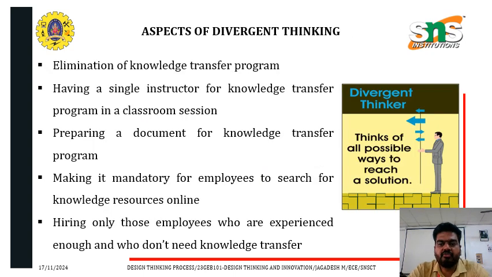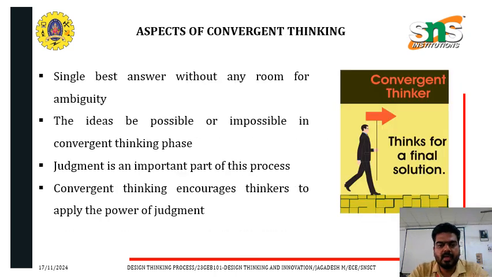So, aspects of divergent thinking: elimination of the knowledge transfer program, having a single instructor for the knowledge transfer program in a classroom session, preparing a document for the knowledge transfer program, making it mandatory for employees to search for knowledge resources online, hiring only those employees who are experienced enough and do not need knowledge transfer. So these are all the aspects of divergent thinking.